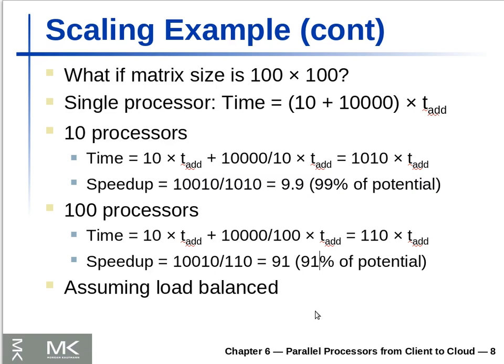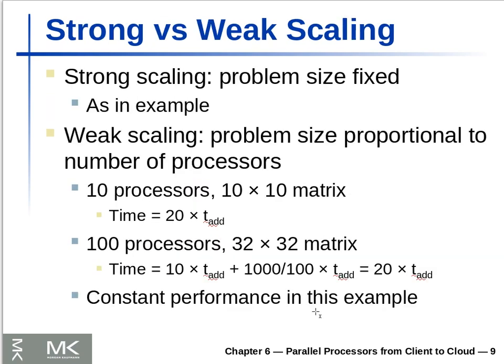So again, the point here is that not everything's parallelizable, but also if you can increase the space that's parallelizable, then of course you can utilize more processors. This should be intuitive, but here are the numbers to back it up. So strong versus weak. Strong, the problem size is fixed, as in the example we've always used. Weak scaling, the problem size is proportional to the number of processors.